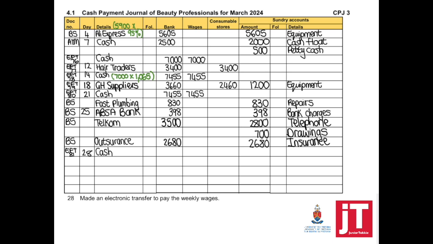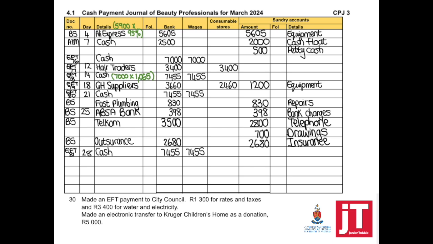Who did we pay? Cash, 7,455. For what reason? For wages. Next transaction, on day 30, made an EFT payment to City Council, 1,300 for rates and taxes, and 3,400 for water and electricity. On the same day, made an electronic transfer to Kruger Children's Home as a donation, 5,000. Two transactions on the same day, two different things.